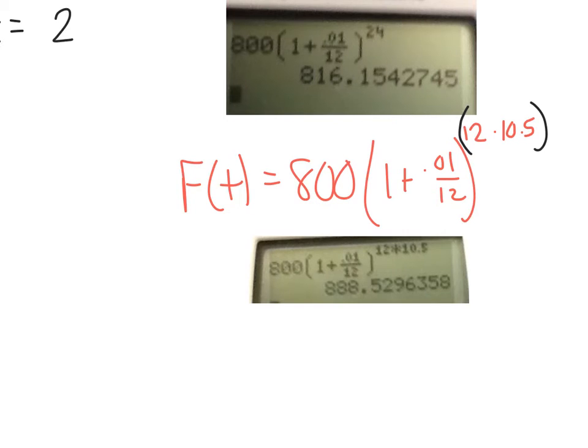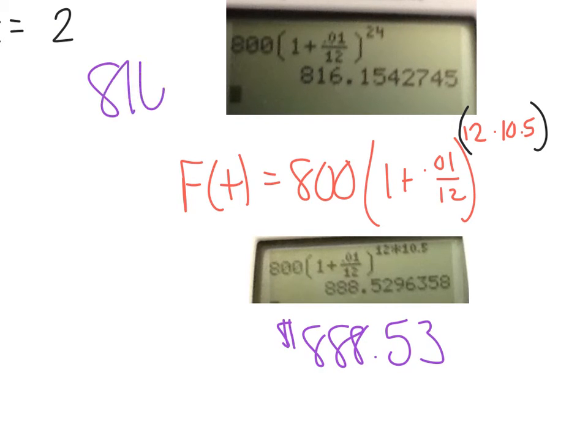So again, you can see exactly how I typed it in on my calculator and what I got here. I've got $888.53. We'll round to the nearest cent there, versus my $816.15.